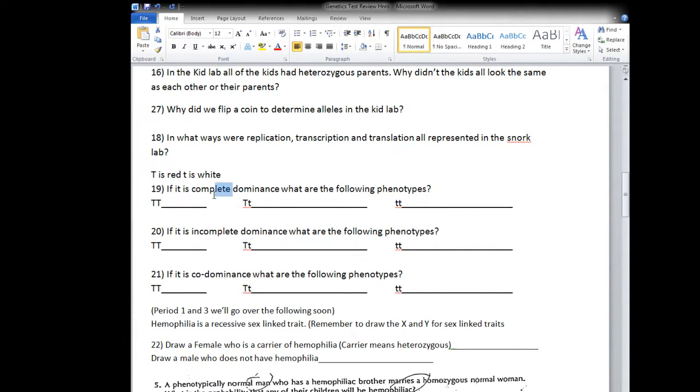Complete dominance. This is red. This is also red, and this is white. Codominance. This is red. This is when both traits show up. So it's red and white. And then this right here is white.